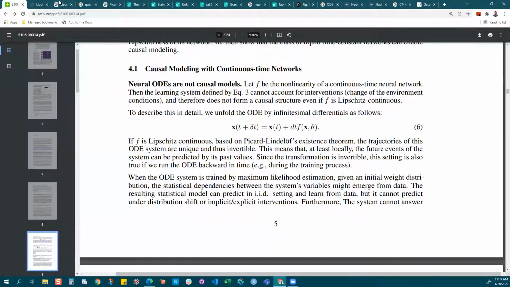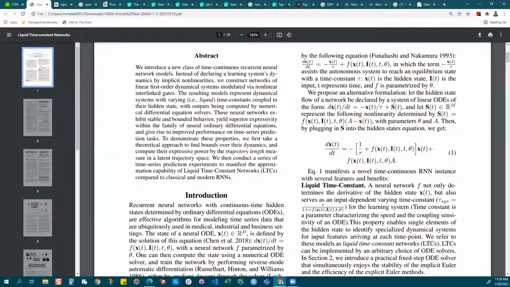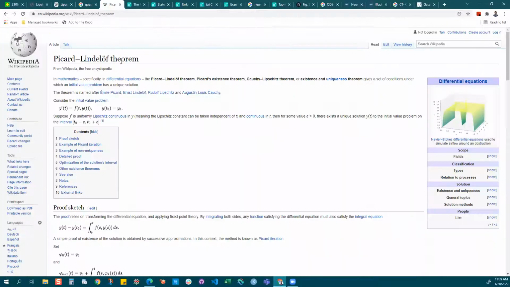causality. And I actually have that here as well, if I can find it. The Picard-Lindelöf theorem is a theorem that says, in a nutshell, another name for it is the uniqueness theorem. It gives a set of conditions under which an initial value problem has a unique solution. So what this theorem does is that it provides some assumptions and different conditions that, if they are met, we can say that a particular function, or in this case a differential equation, has only one unique solution.